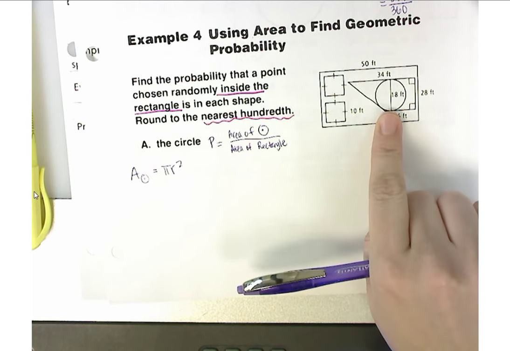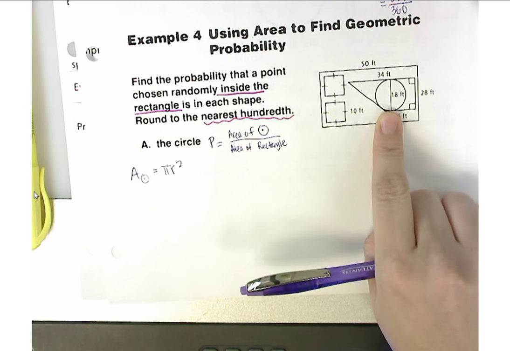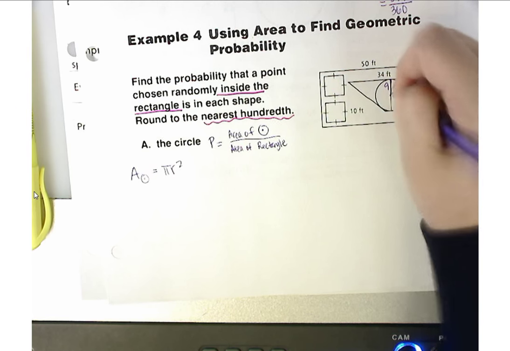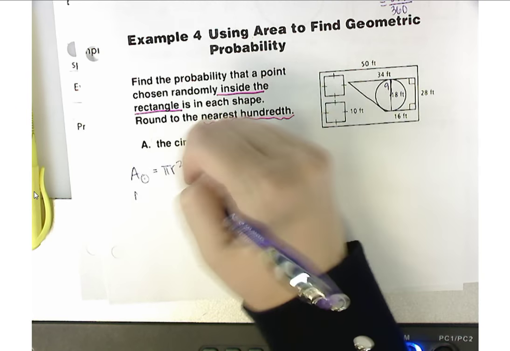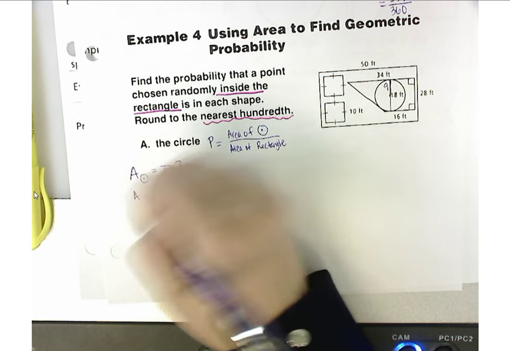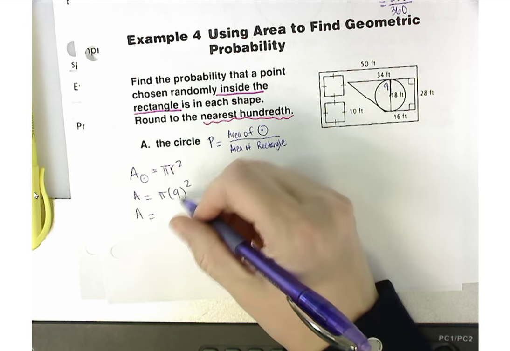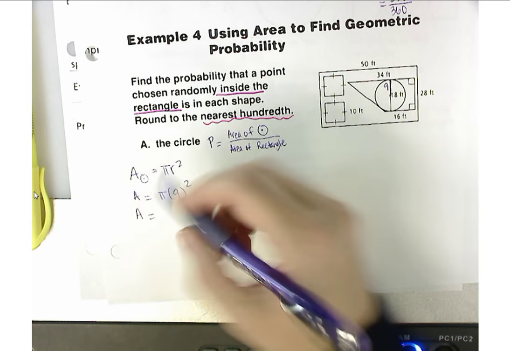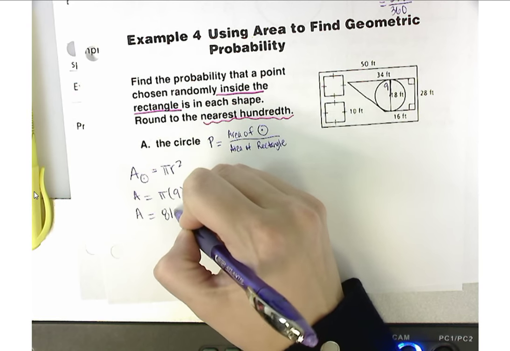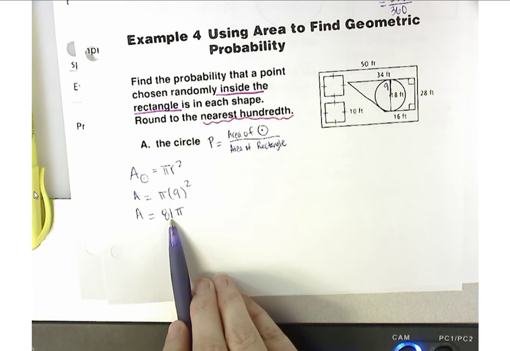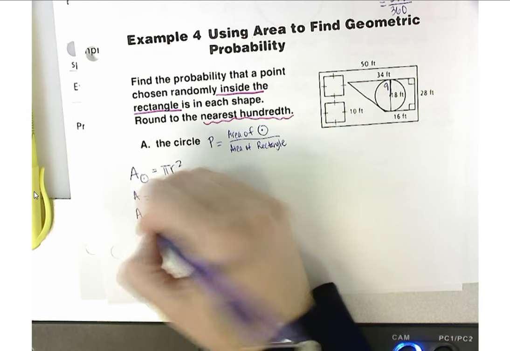Jared, what's our radius going to be of this circle? 9, because you have to do what with it? You have to divide it by 2, right? So the radius is going to be 9 here. So the area is going to be pi 9 squared. And what's 9 squared going to be? 81, so it'll be 81 pi. Okay, and we're going to keep that for now. So that's the area of your circle.